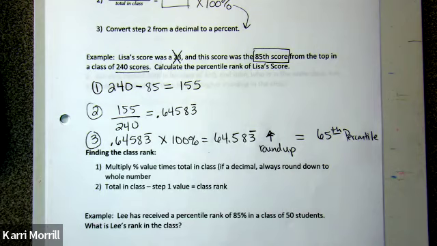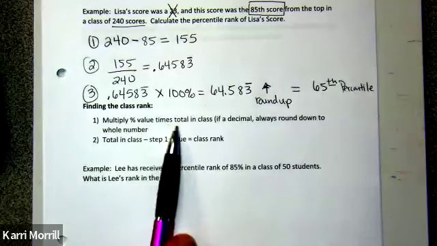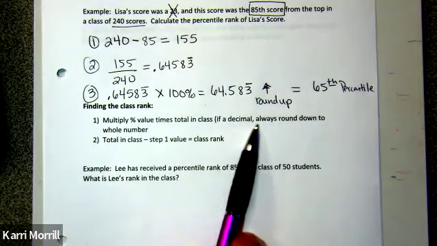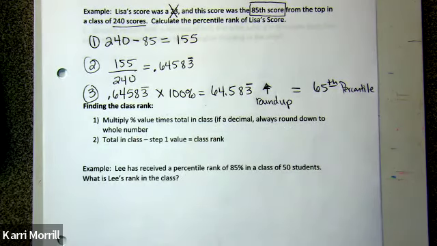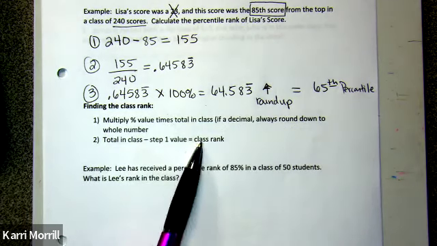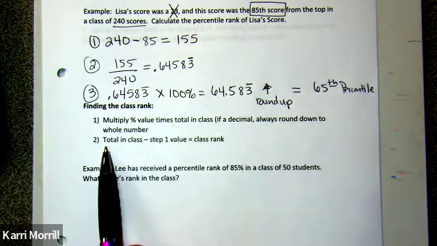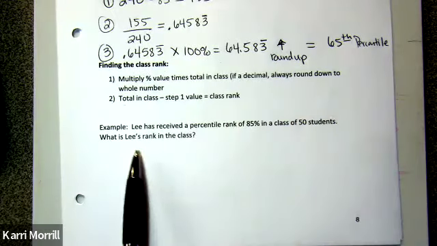Okay, so 65th percentile would be that percentile rank of Lisa's score. To find a class rank, which it says here, multiply your percentage value times the total in class. If it's a decimal, we're always going to round down to a whole number. Then we'll take total in class and subtract your step 1 value to get your class rank. There's an example here that leads you through that.